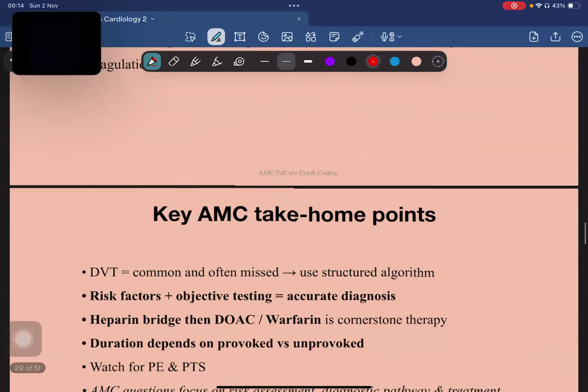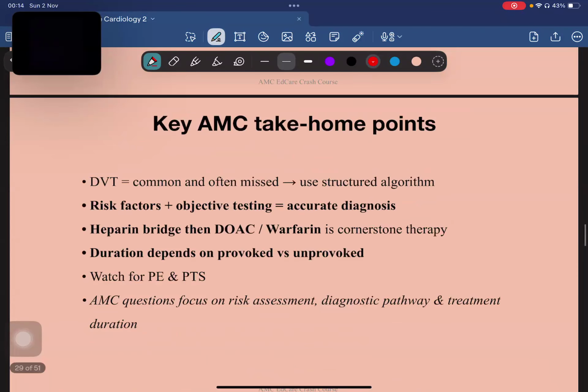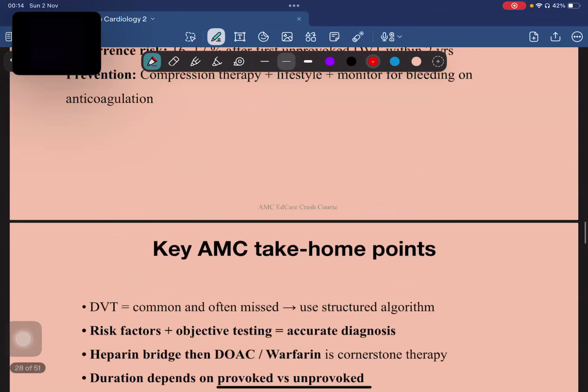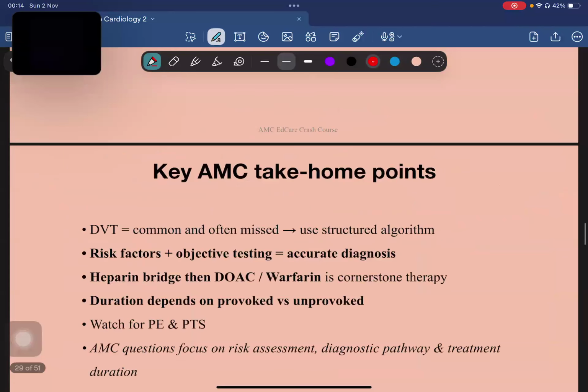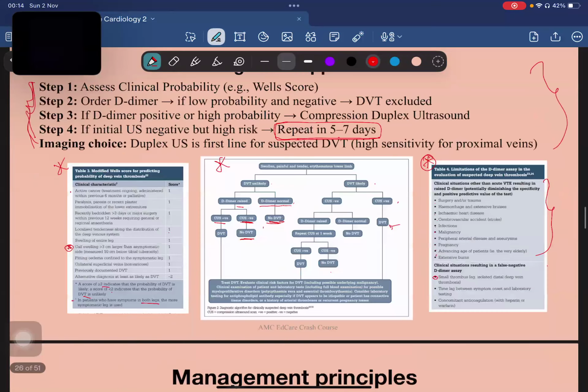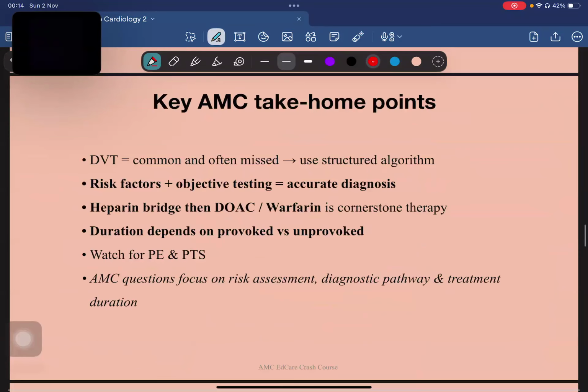And if we were to summarize it all into a little slide, I would say DVT is a very common and often missed diagnosis. There's a very structured algorithm, like we discussed before, and knowing the risk factors, like this modified Wells score, is very important. Knowing the risk factors and objective testing would guide you to the accurate diagnosis.